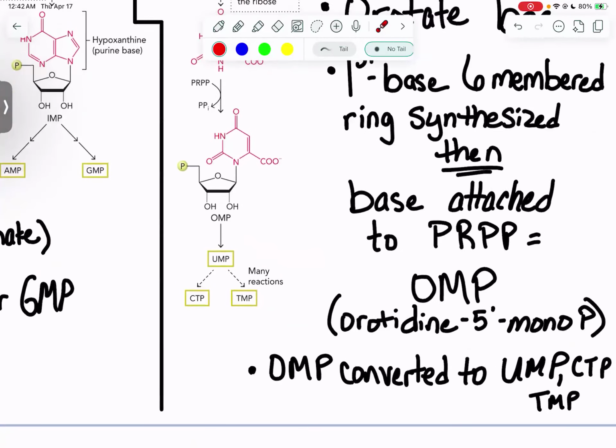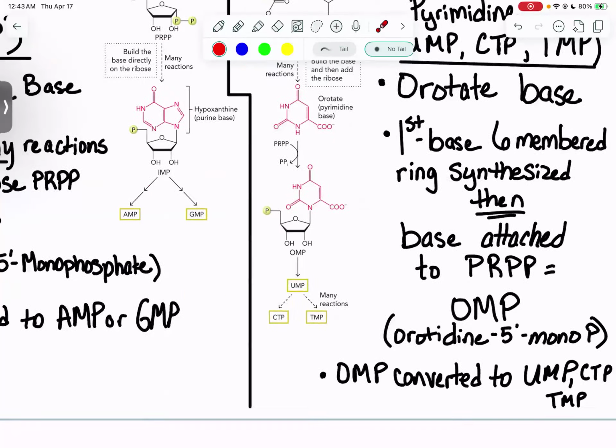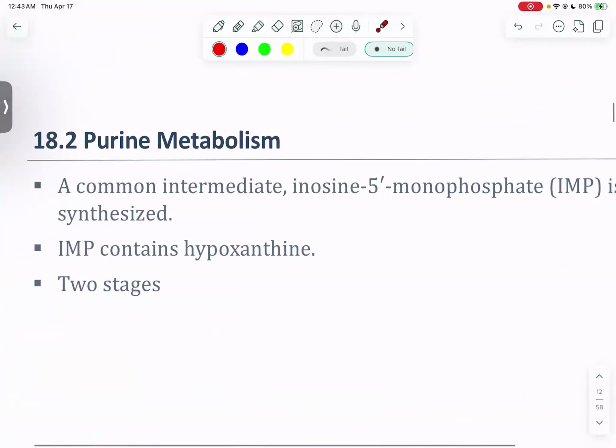Sorry. So then our OMP gets converted first to UMP. Then we can take that UMP and convert it to CTP and to TMP. It takes a bunch of reactions, and we'll talk about that, but I just want you to know where we're going with it. Okay, so let's come back up to this real quick.